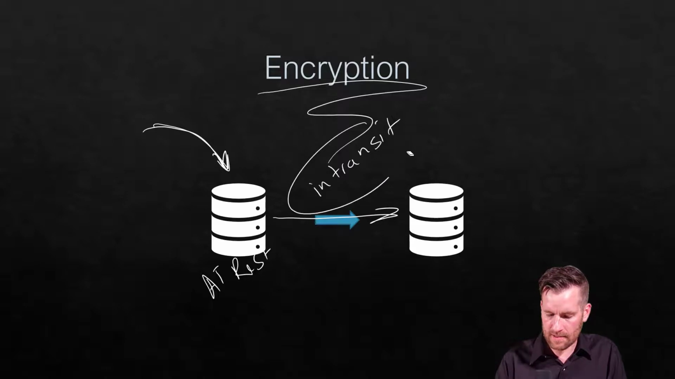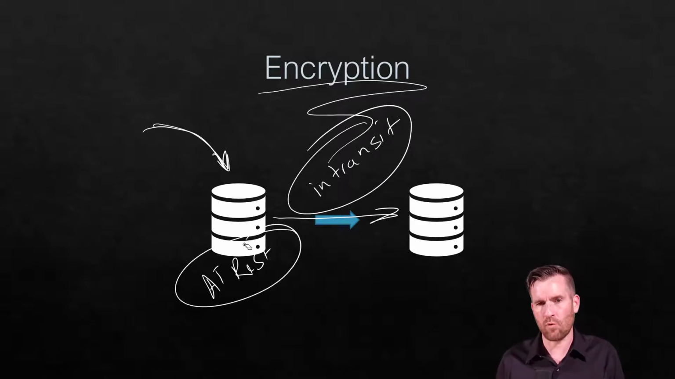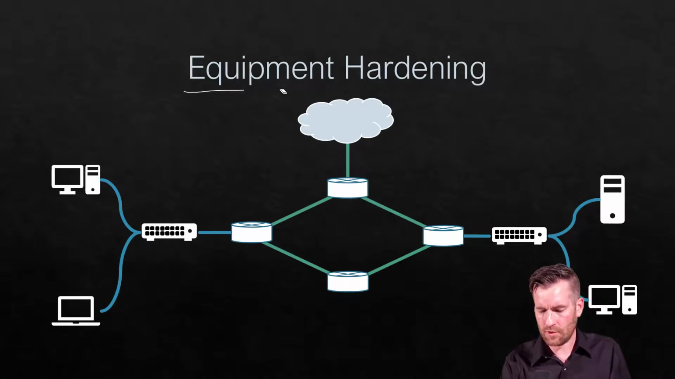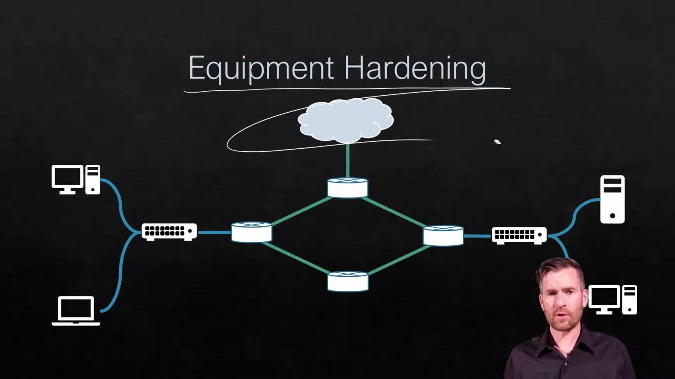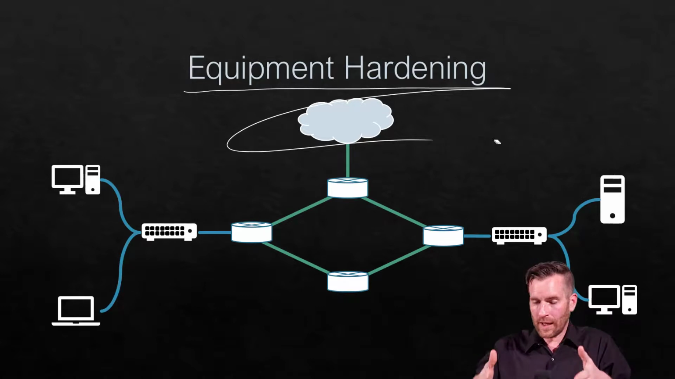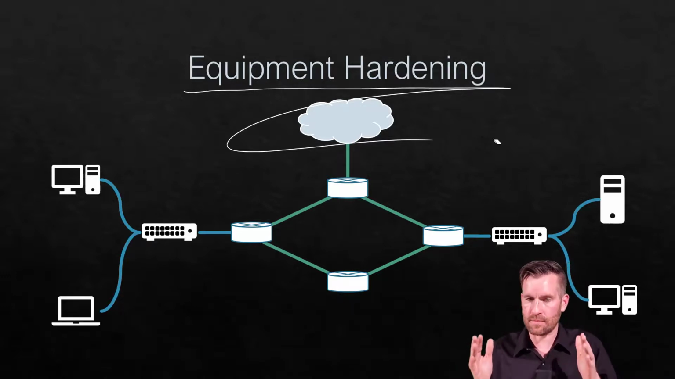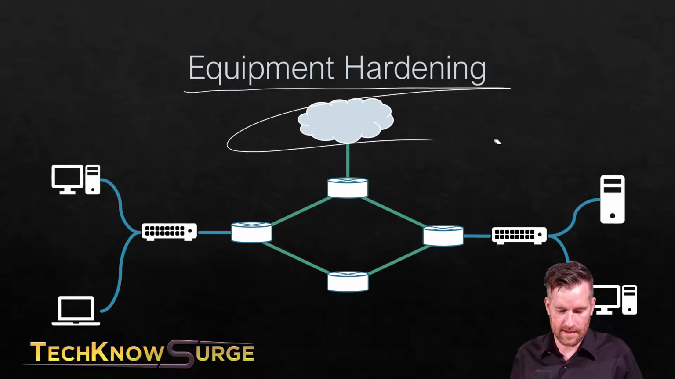So make sure your data is encrypted in transit and at rest. To have a secure network, one thing you're going to have to do is equipment hardening. Your equipment comes ready to use for the most part. And so when you plug it in in its default state, it's going to have some security risks. And let me give you an example of this.